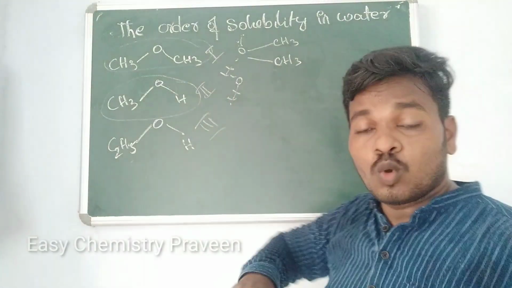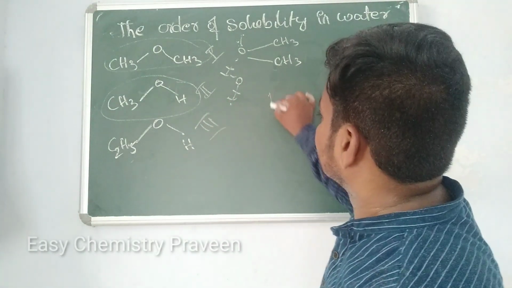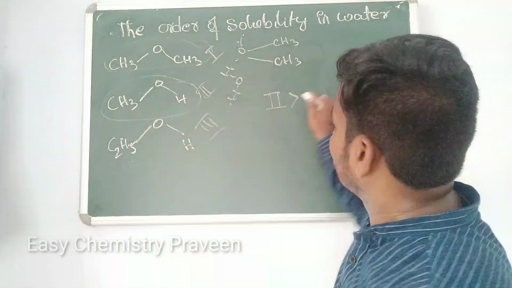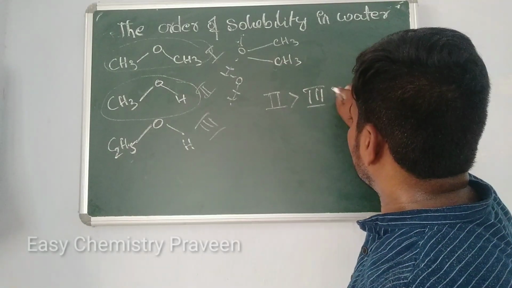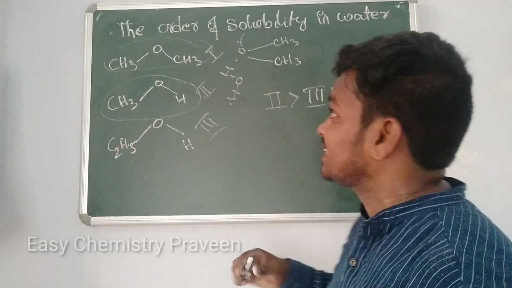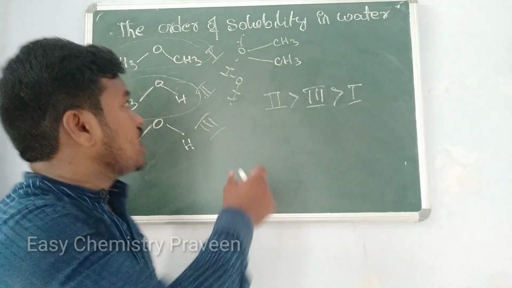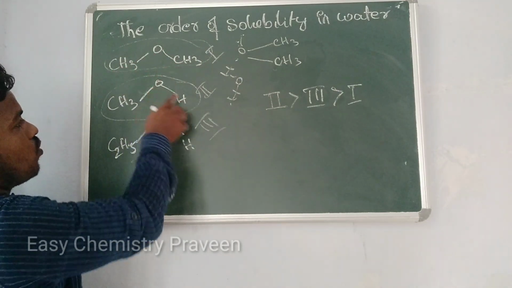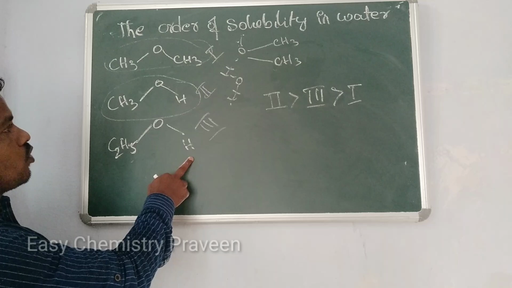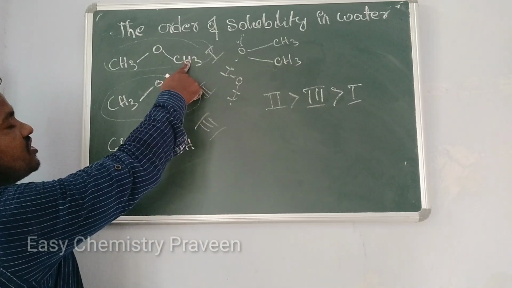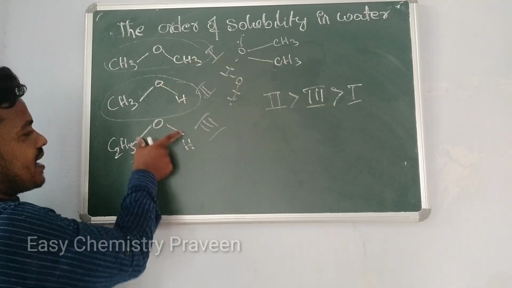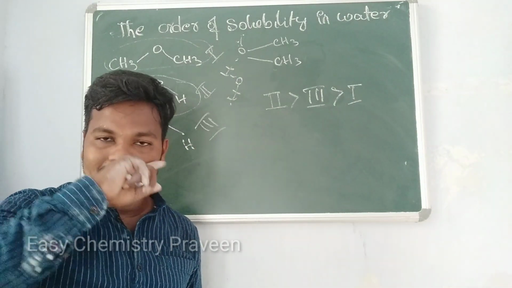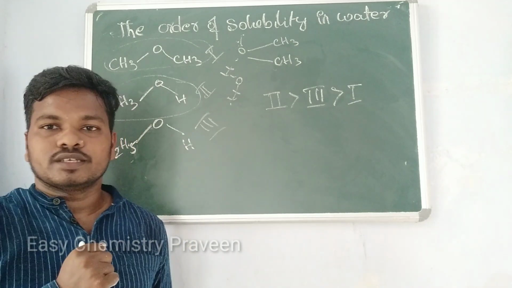Less bulky group, more solubility. So the second one has the most solubility, followed by the third one, followed by the first one. The first one has the least solubility. Around the oxygen, more bulky groups are present. Here there is only a hydrogen, and here also only one type of hydrogen, but the only difference is that a CH3 methyl group is present. Around that more bulkiness will be occupied, so automatically bulkiness increases and solubility decreases.